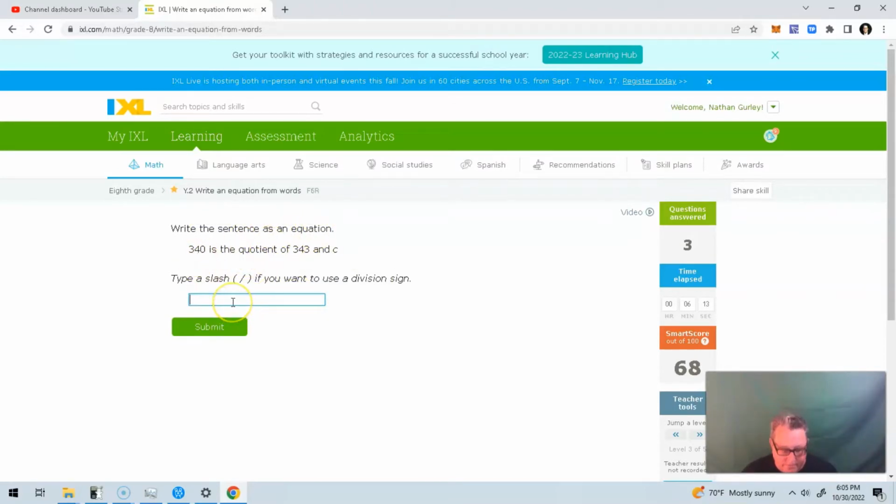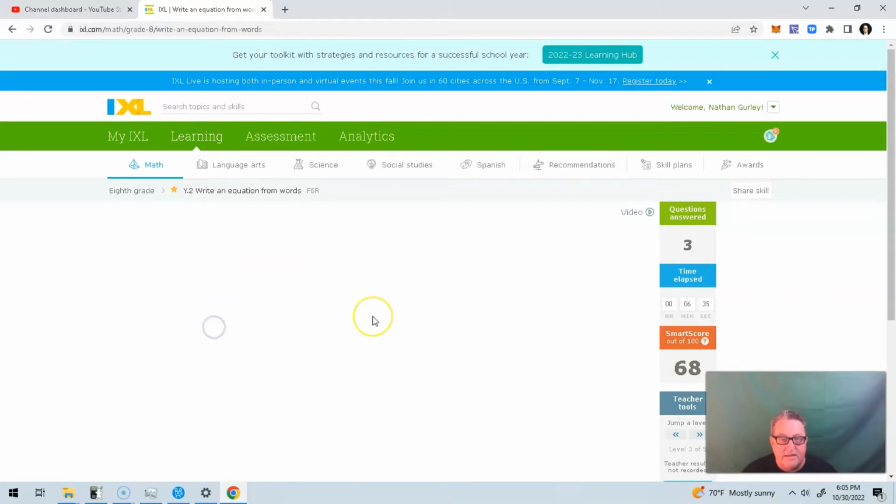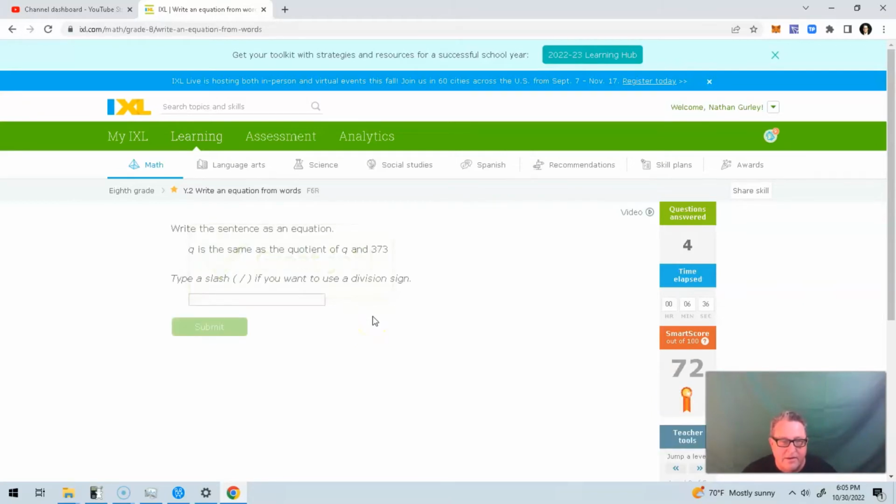Okay, write the sentence as an equation. 340 is, stop, 340 is what? It's the quotient. Quotient means divide. So that means we're going to put 343. It's telling us right here to put a slash for divide. Sometimes they give you buttons with fractions, and you can use that. But here it's saying use a slash, 343, and C. And that is it. Great job.